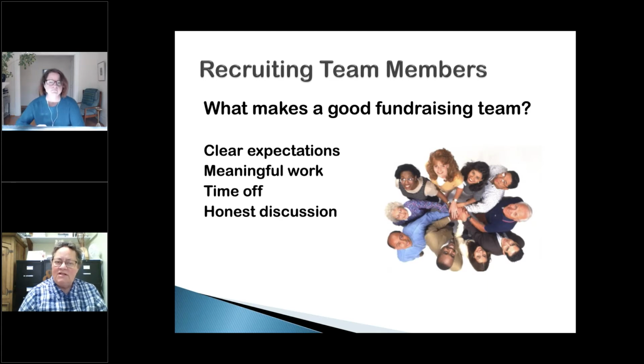Very clear expectations. You get on this, you're going to be on this team. It's going to take this much time. You're expected to make your own gift. You're expected to bring in at least 6 other gifts. That's clear, measurable. The work is meaningful. It will lead to this. It will lead to that. It will allow us to expand. We'll open a satellite office. And your reward for doing your work is you get time off.